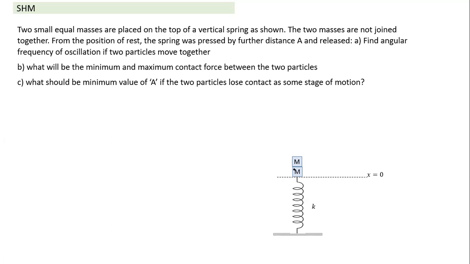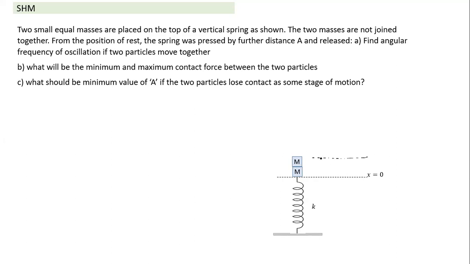They're not glued together. So from the position of rest, initially this is the position of rest. Position of rest means both masses are in a state of equilibrium. It basically means the spring is already compressed. And what is the compression here? In the state of rest here, it means the spring has an applied force of 2 mg.